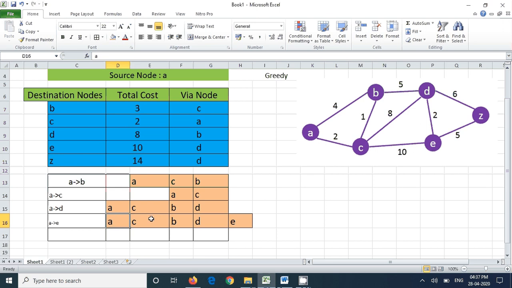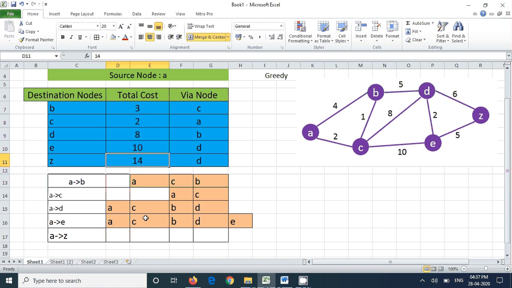So A to C, you have to go like this. Then CB, then BD, then DE. That means 2 plus 1, 3, 3 plus 2, 5, 8, 8 plus 2, 10. Totally 10. 10 is the cost here. Okay, so that's A to E. Now the same way, A to Z. What is the cost of reaching Z from A, and what's the path? Total cost is 14. That is found out. But what's the path? We have to just see.